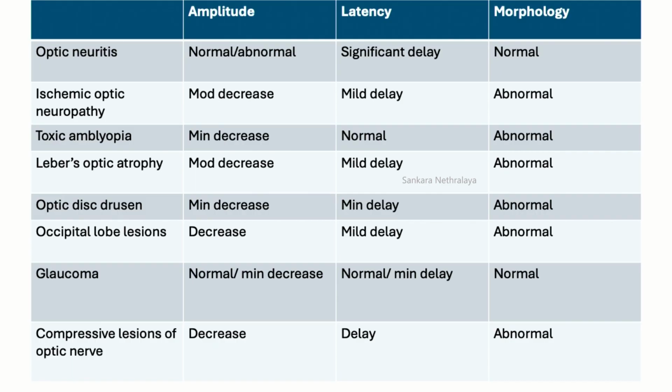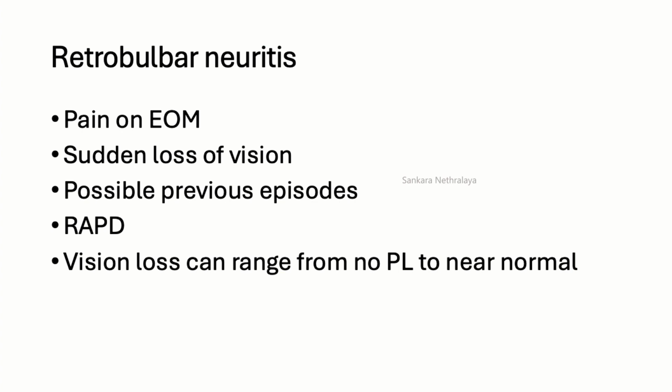Well, in all other conditions, the delay is not so much affected, although it can be affected mildly, but it's amplitude which is more affected. This is the most important message I want you to carry, okay? So retrobulbar neuritis comes with sudden loss of vision with pain on movements of the muscles, okay?